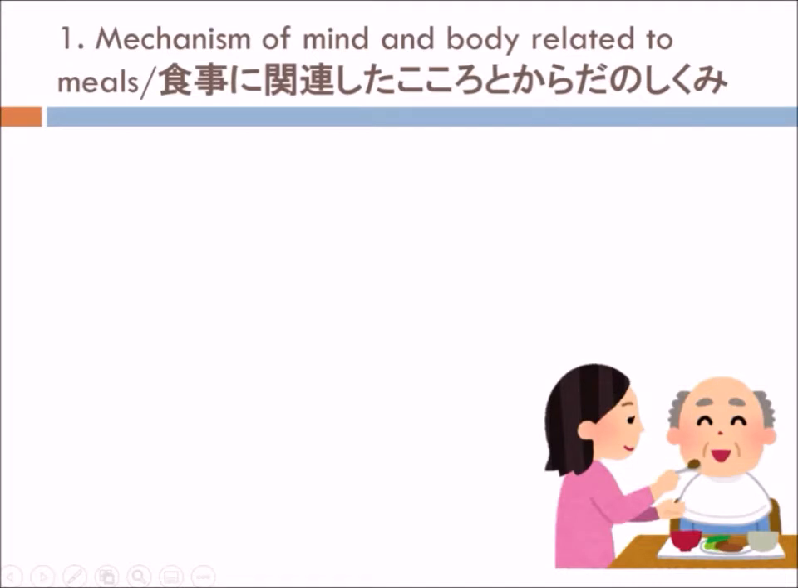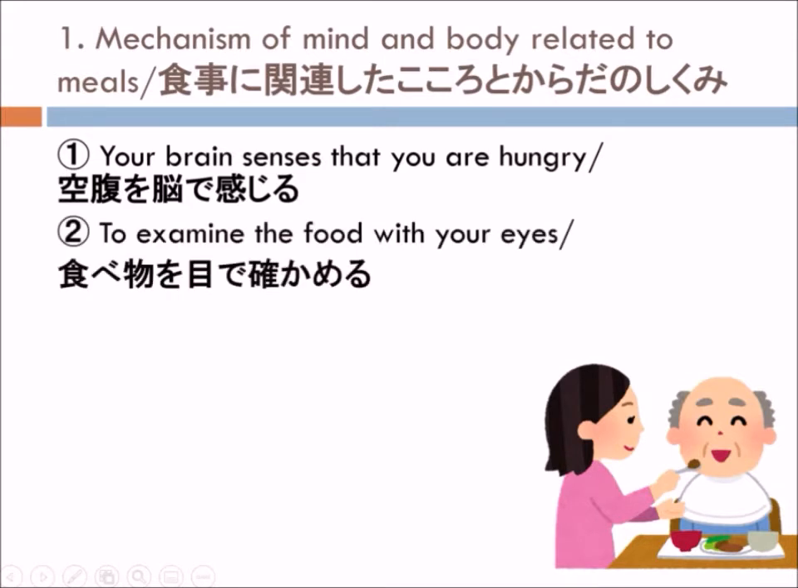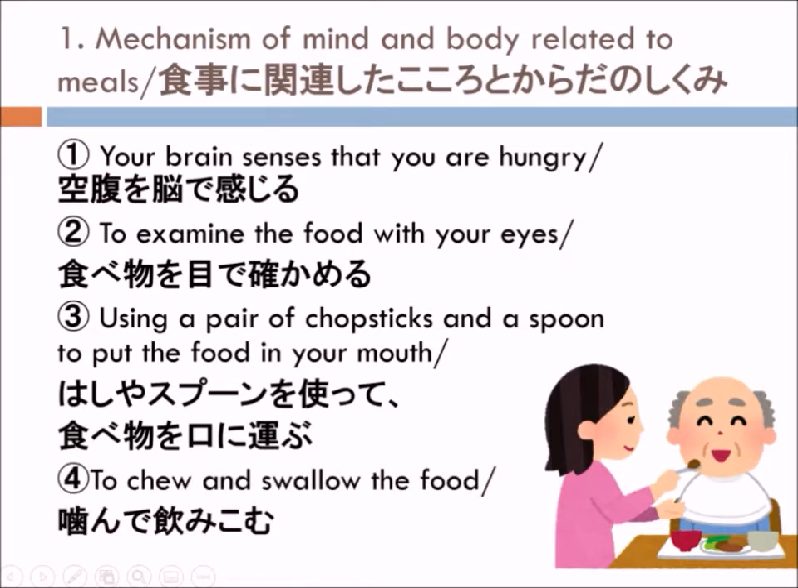Many bodily functions are related to meals. 1. Your brain senses that you are hungry. 2. To examine the food with your eyes. 3. Using a pair of chopsticks and a spoon to put the food in your mouth. 4. To chew and swallow the food. When you have a meal, you confirm the food with your sense of vision and smell, and perceive the taste and chewy texture with the sense of taste and touch.